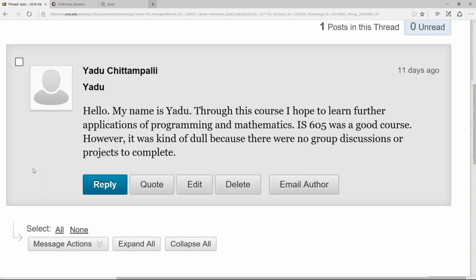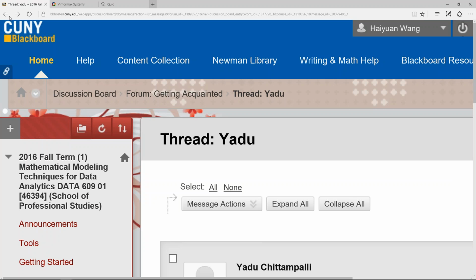Through this course, I hope to learn more about mathematical modeling, and I do look forward to a fun learning experience. Okay, great to have you here for this course. As you mentioned, 605 does have some elements that are already covered. And here we're taking a different venue and using a different methodology to solve some of the mathematical problems.